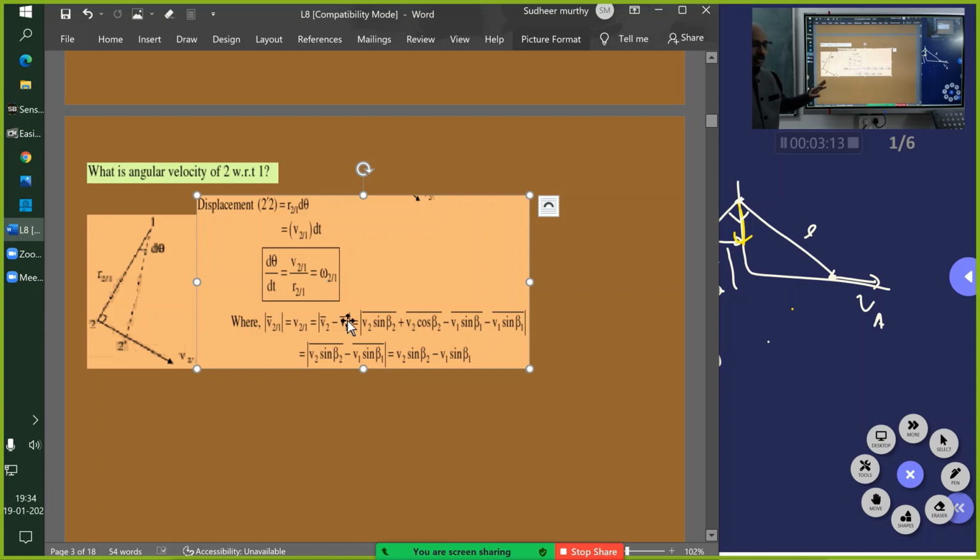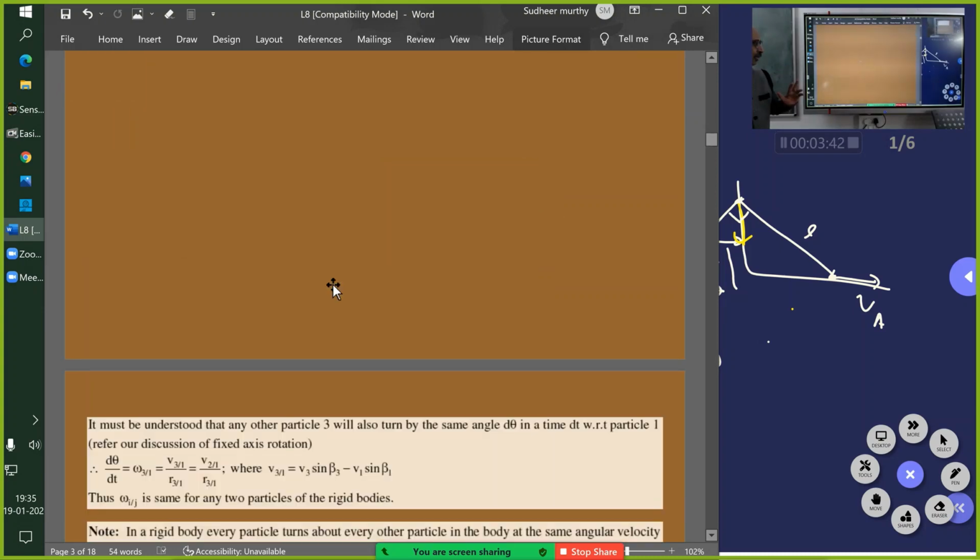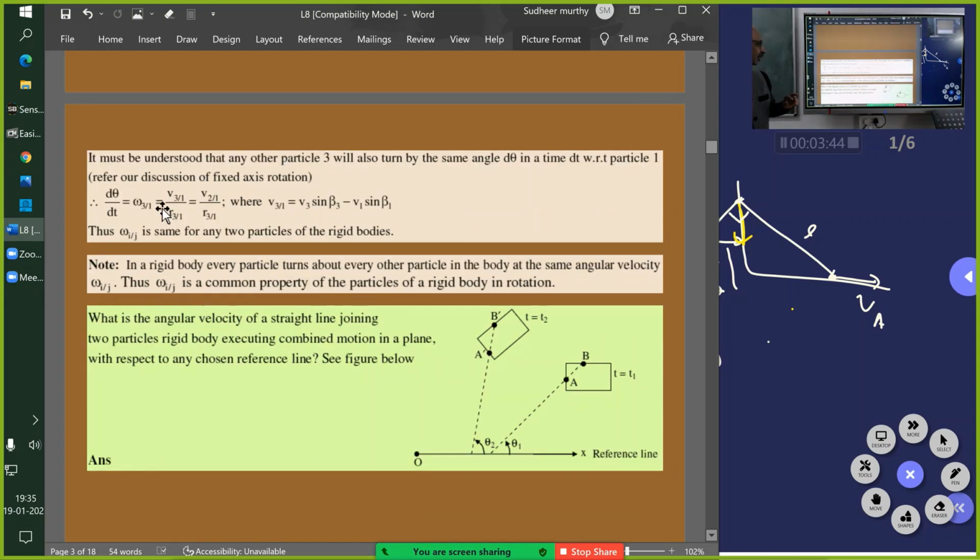Now omega 21 is equal to omega 12, obviously. We have done all this by notionally stopping 1 with respect to 2. Now if you notionally stop 2 with respect to 1, you are going to get omega 12. And we know that any line is rotating with omega either with respect to this particle or with respect to the other particle. So omega 21 is equal to omega 12.